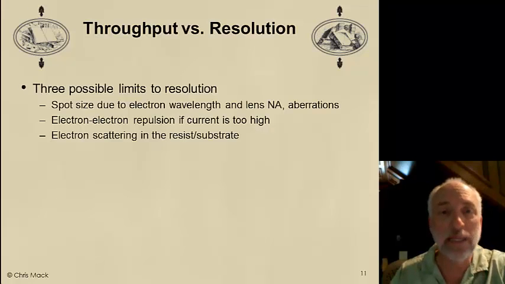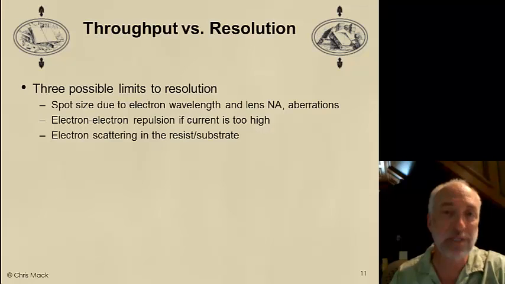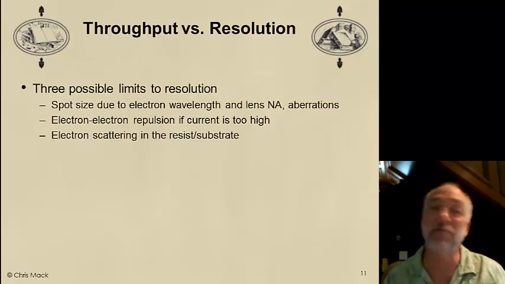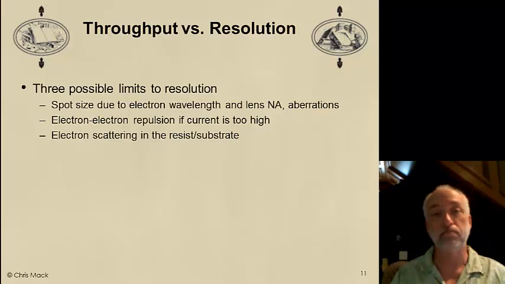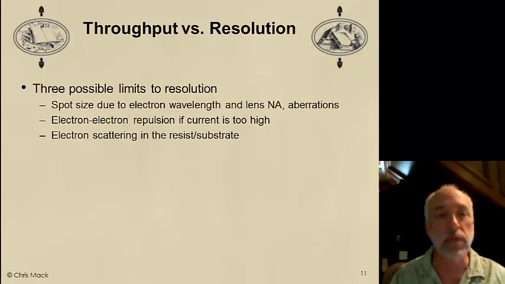Let's look at what limits resolution, then we'll look at what limits throughput, and we'll see that some of these variables are the same variable in opposition to each other. There are three things that could possibly limit resolution depending on what we do. First is the spot size due to the electron wavelength, the lens NA, and aberrations in the lens. That is, what is the theoretical best I could do with any given electron column?